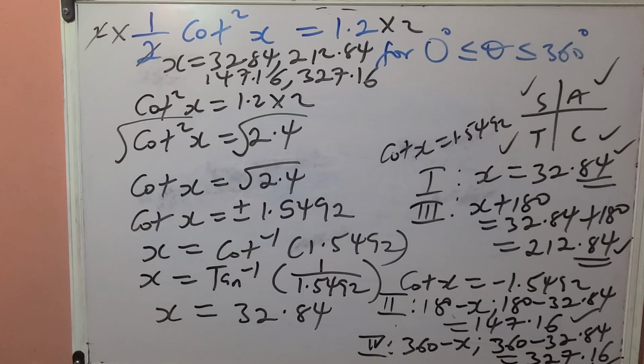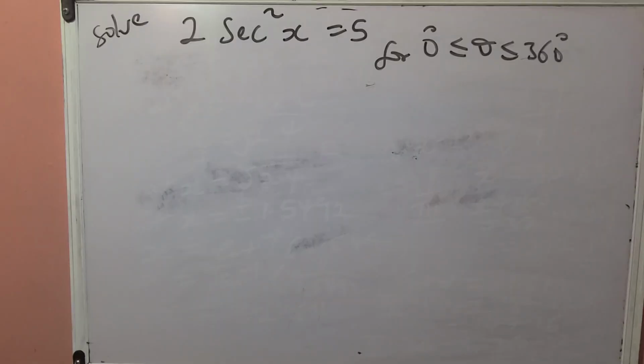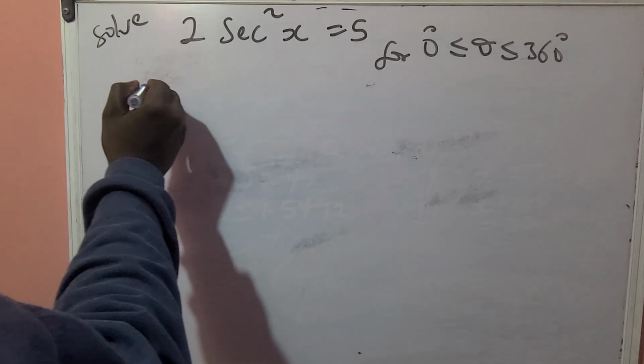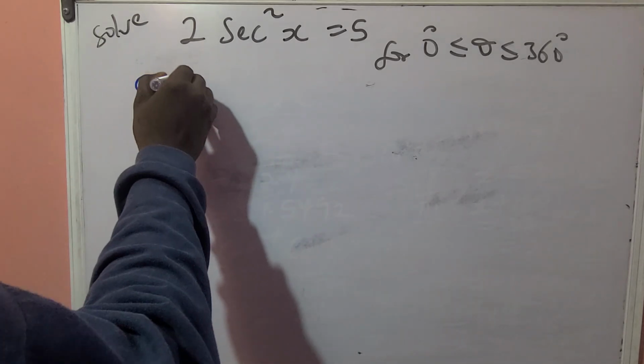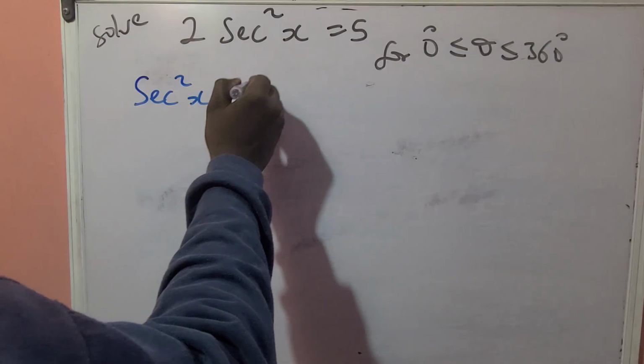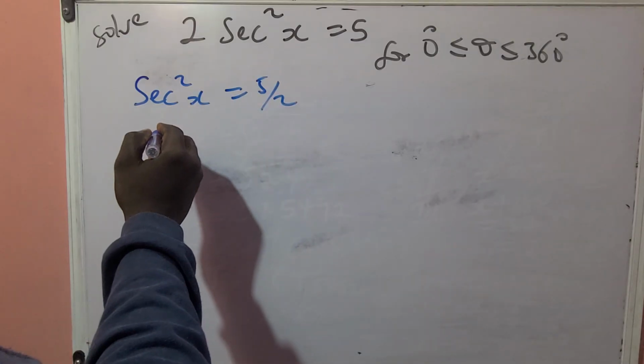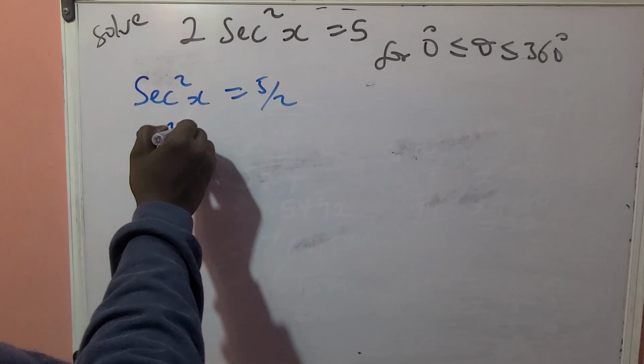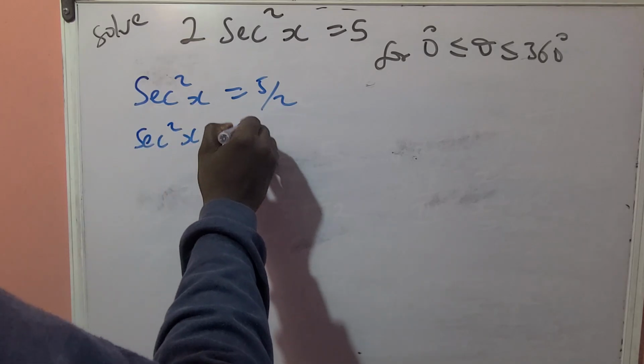So let's try and see that of arcsec, and let's see how that goes also. Looking at this question, we are told to solve for x. We are told to solve the equation, and we're given that 2 sec squared x equals 5. So again, we have to solve this using our knowledge of algebra. So we have sec squared x equals 5 over 2, and sec squared x equals 2.5.